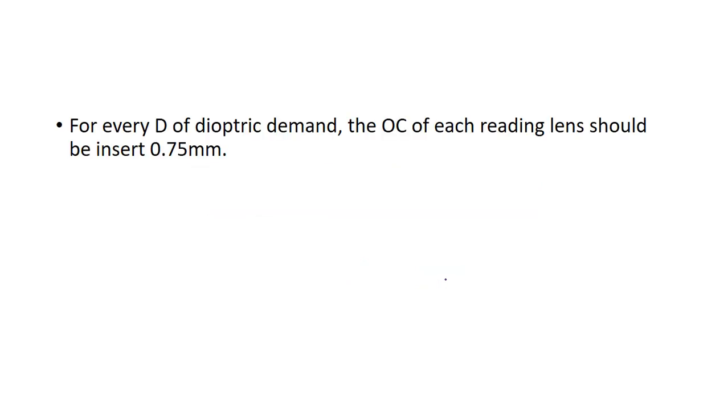Hello everyone, today we will discuss the 3/4 rule. This rule is used to calculate near PD when you know the distance PD. According to this rule, for every diopter of dioptric demand, the optical center (OC) of each reading lens should be inset 0.75 millimeters.